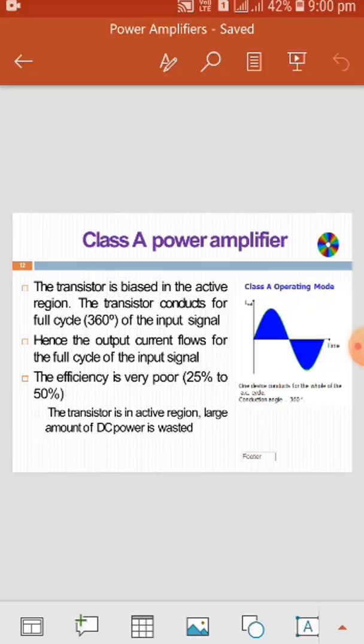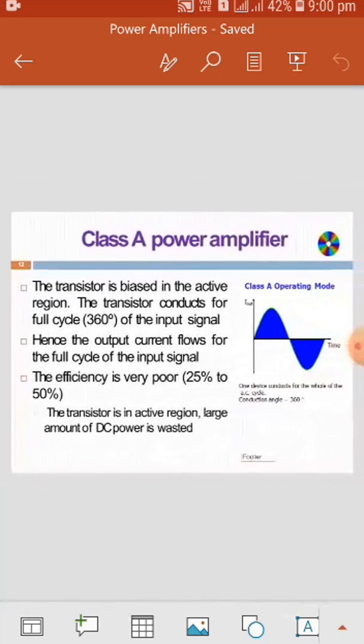The transistor will be in on condition, and at the output we will be getting an amplified version of the entire input. But in case of this class A power amplifier, efficiency is very poor, that is, around 25% to 50%. Why? Because the transistor is biased in the active region, hence a large amount of DC power is getting wasted. So in order to overcome this drawback, we are going with the class B power amplifier.